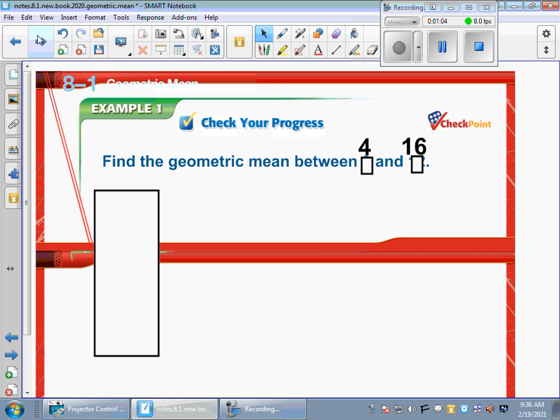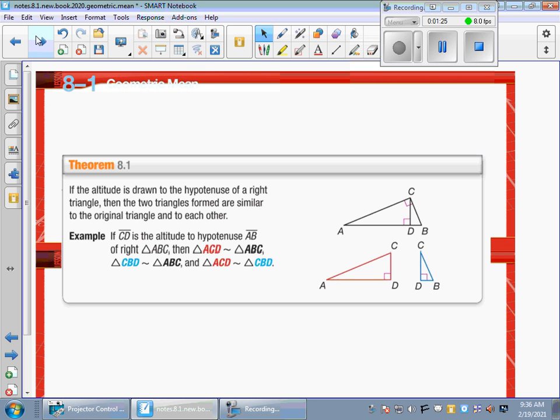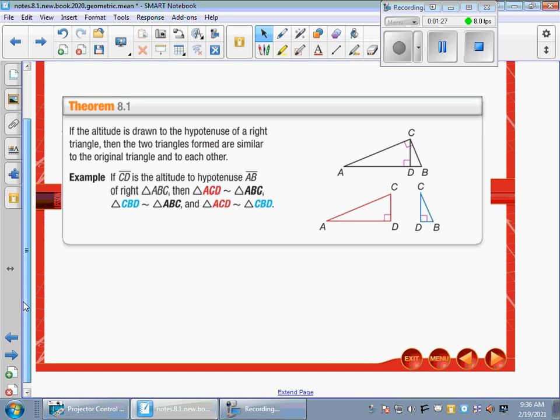Next one we want to do is find the geometric mean between 4 and 16. So you can go 4 over x equals x over 16. Again, cross multiply, you get x squared equals 64. Take the square root of both sides, and we get a final answer of x equals 8. Okay, so that's one part of what we're doing today.